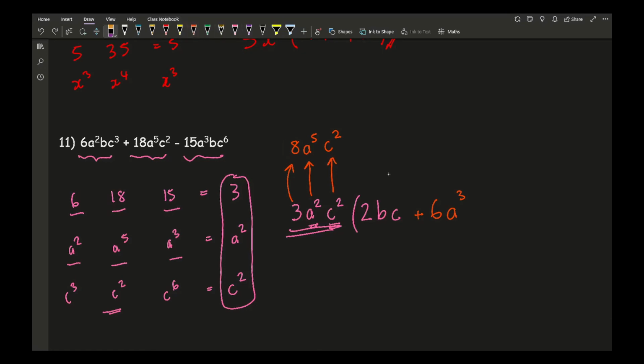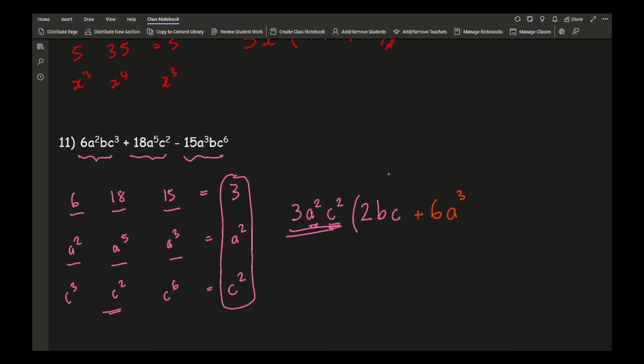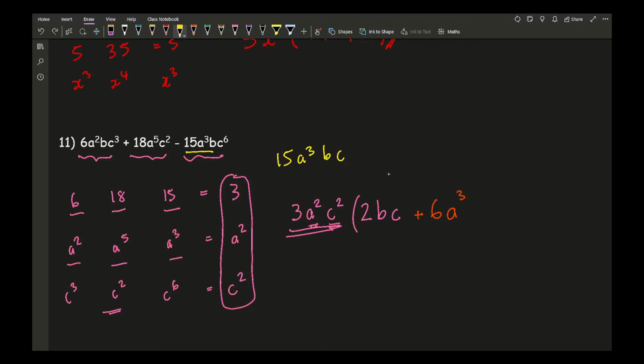And then finally moving on to the last term, and let's go for yellow. So here I've got 15 a cubed b c to the power 6. So I've got 3, but I want 15. So what do I have to multiply 3 by to get 15? Well, that's going to be 5. I've got a squared, but I want a cubed. So how many more a's do I need? Well, I need one more. I haven't got a b, but I need a b, so I need to stick a b there. And I've got c squared, but I want 6 of them. So how many more c's do I need? Well, I need 4 of them. And that there is my final answer.